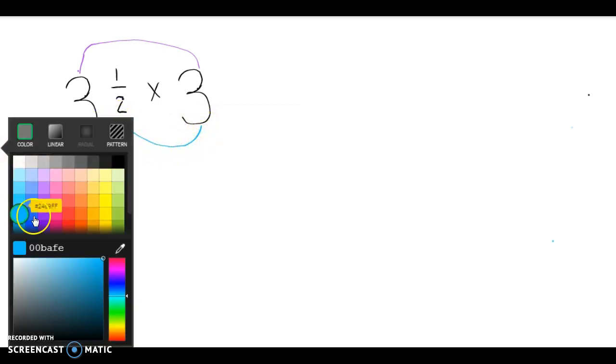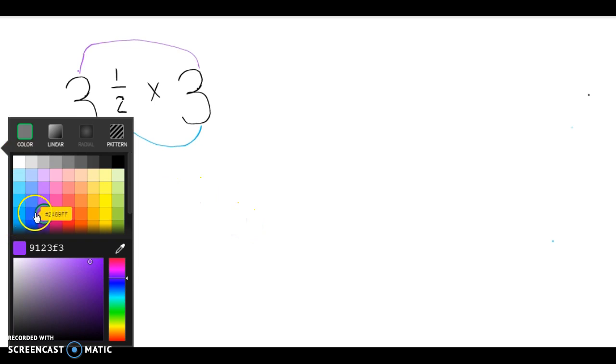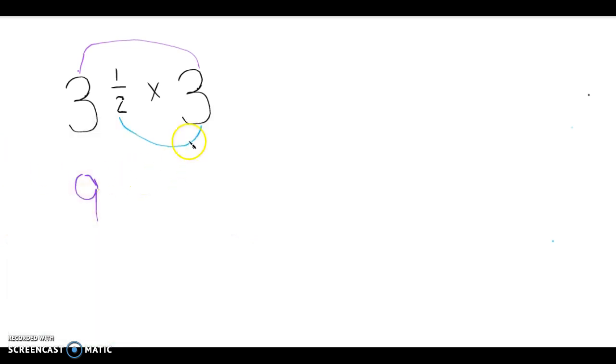Okay, so let's get those answers down on the page. So 3 times 3, if you know your math facts, you know that is 9, and then 3 times a half, okay, if I do a half 3 times, I get 3 halves. So the answer to 3.5 times 3 would be 9 and 3/2. All we'd need to do is simplify it.